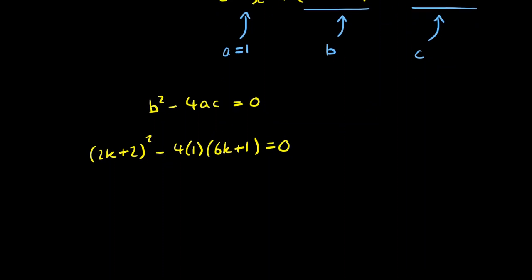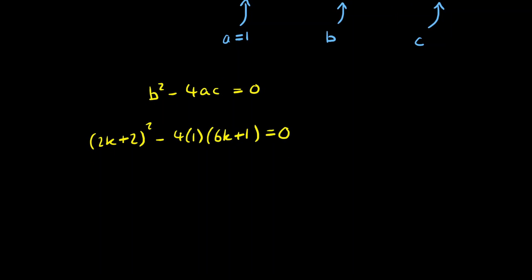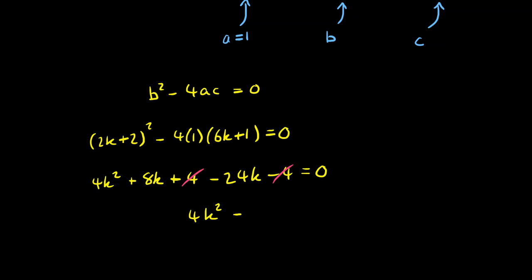And I think the best thing to do here is just to expand everything. So we will get 4k squared plus 8k plus 4, because 2k all squared is 4k squared. 2k times 2 is 4k, but we've got 2 of them, so that's 8k. And then 2 times 2 is 4. And if I expand this, I'm going to get minus 24k minus 4 is equal to 0. Hopefully what you can see there is you've got plus 4 and minus 4, so that disappears. And then we're going to get 4k squared minus 16k is equal to 0.